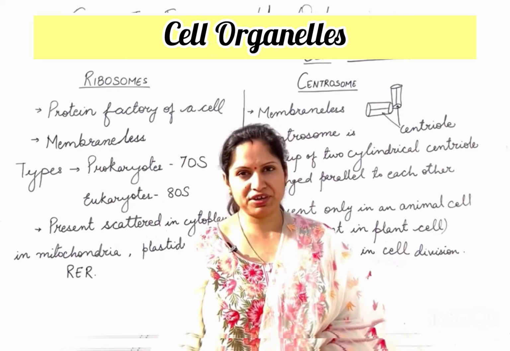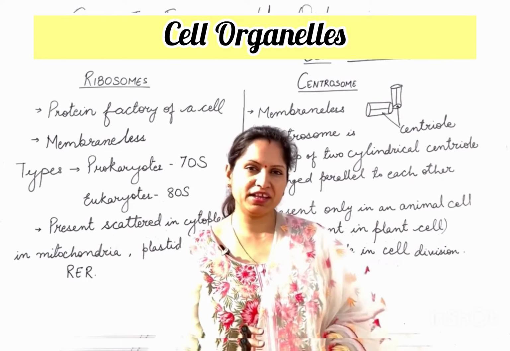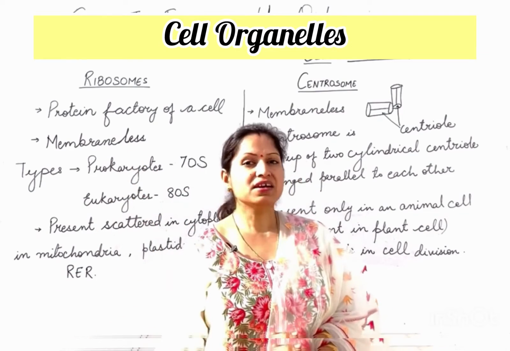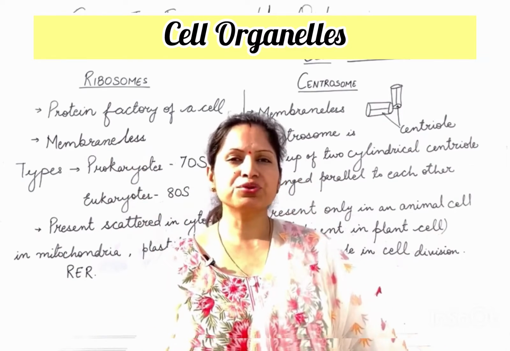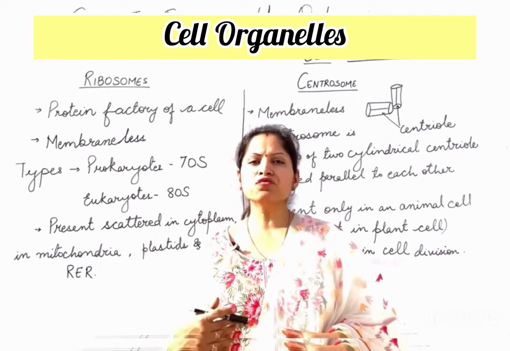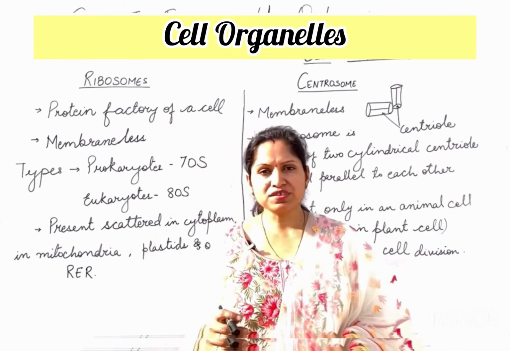Next two cell organelles are both membraneless, that is, they do not have any membrane around them. So the first one is ribosomes. Ribosomes are known as the protein factory of a cell. They help in the synthesis of proteins.